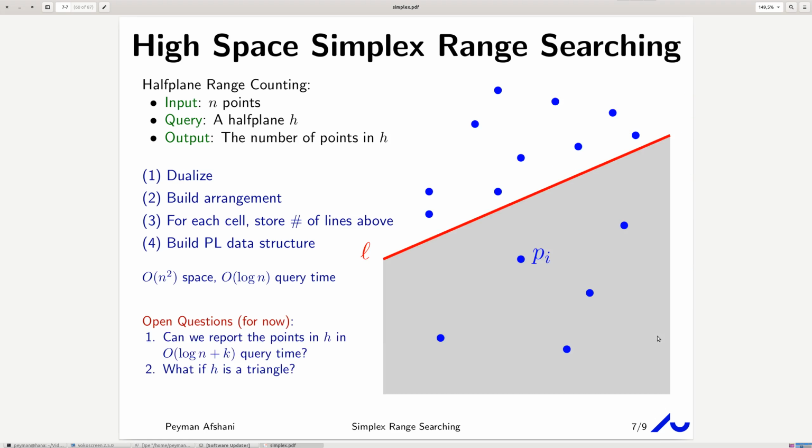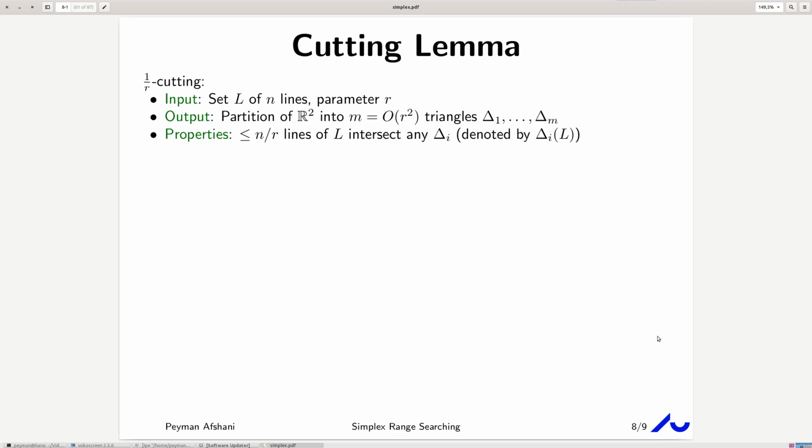So this is a very nice solution, but it's very limited in the sense that we still are interested in more complicated questions. So for example, can we report the points in log n plus k time? What if instead of having a half plane, I have a triangle? I want to count the number of points inside a triangle. So now we're going to look at those solutions.